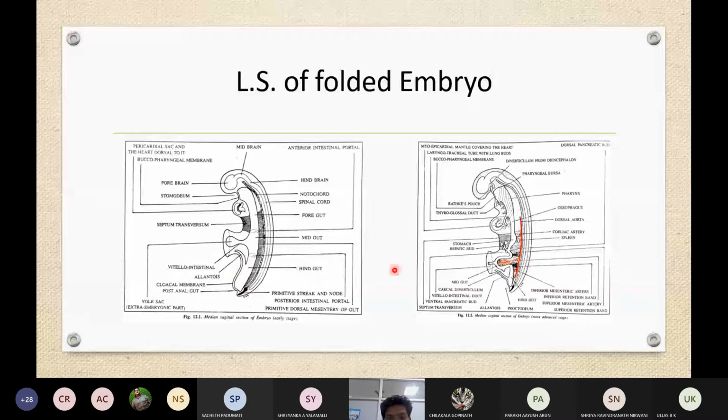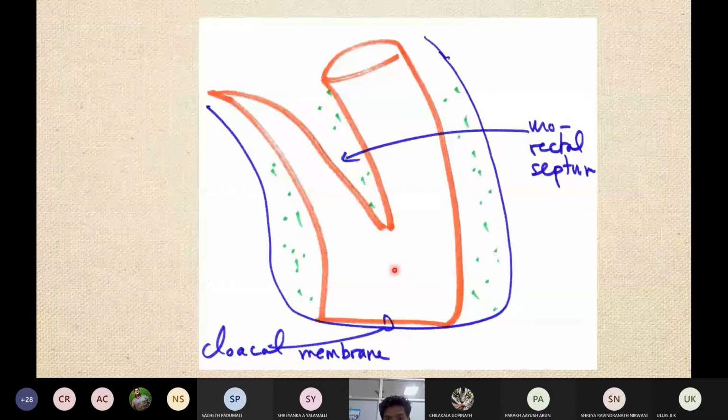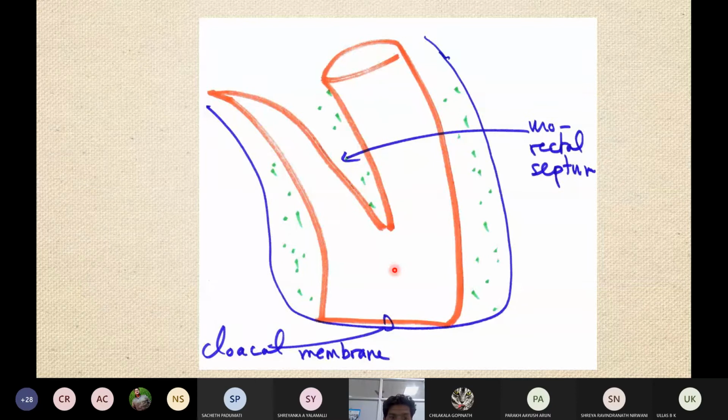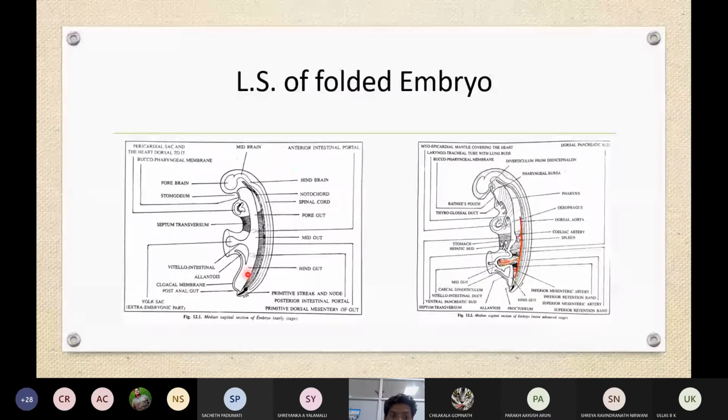Moving to the next step. This is the cloaca here. In the previous diagram, I'll show you once again. See, this is the cloaca that I was showing you. The hindgut part is now getting divided by a urogenital septum here. Such a developing septum will divide the cloaca into an anterior part and a posterior part. The same thing I'm showing you here. I'm trying to make you visualize it.